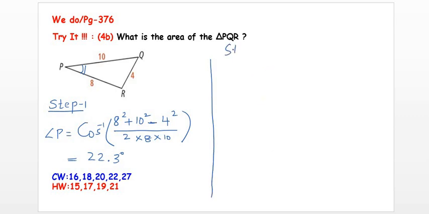Okay, what will be step 2 now? We got this angle that is 22.3 degrees. Now we can find the area in step 2. How? It says half of the two sides. Which two sides? The sides in which the angle is included.